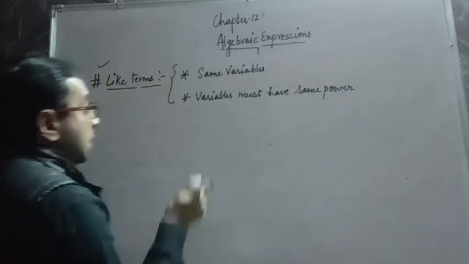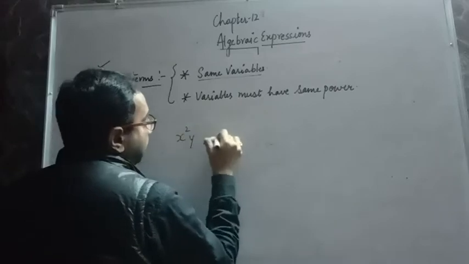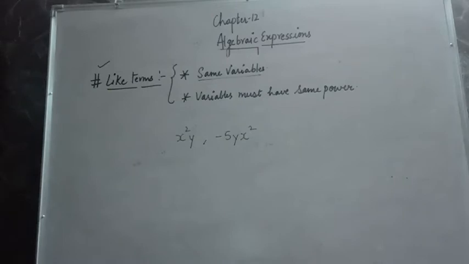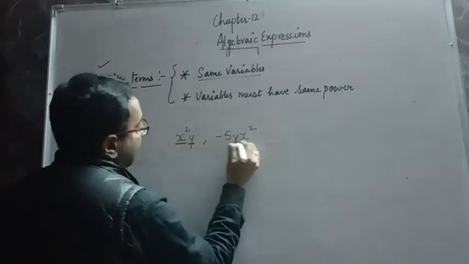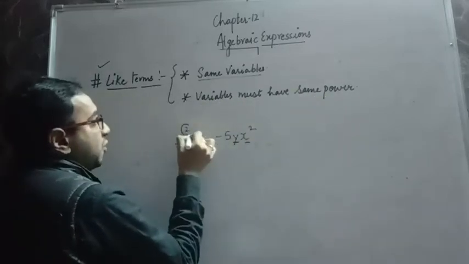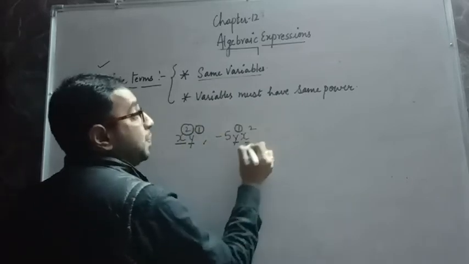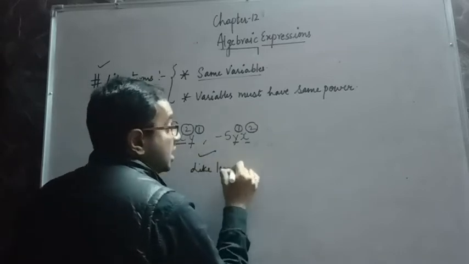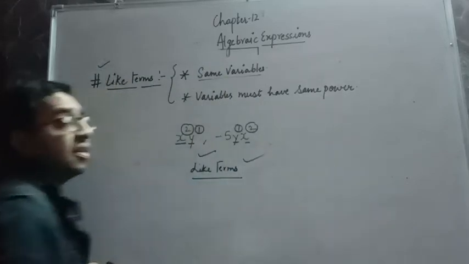Now understand. I am writing the example. X square y minus 5 yx square. Are they like terms or not? Let's see. First of all, same variables: xy, yx. Same variable. Variables must have same power. What is the power of x? 2. What is the power of y? 1. What is the power of y? 1. What is the power of x? 2. Hence, they are like terms, because same variables and same power.